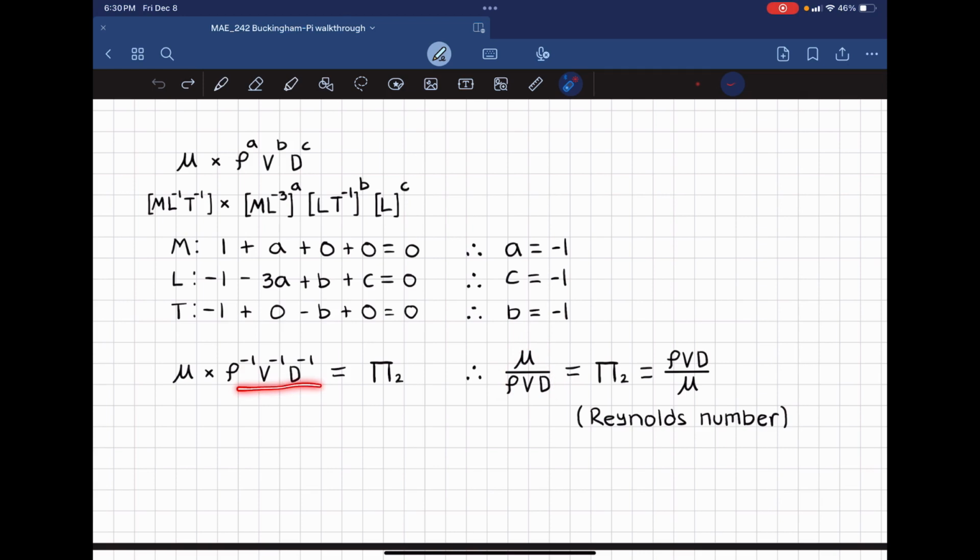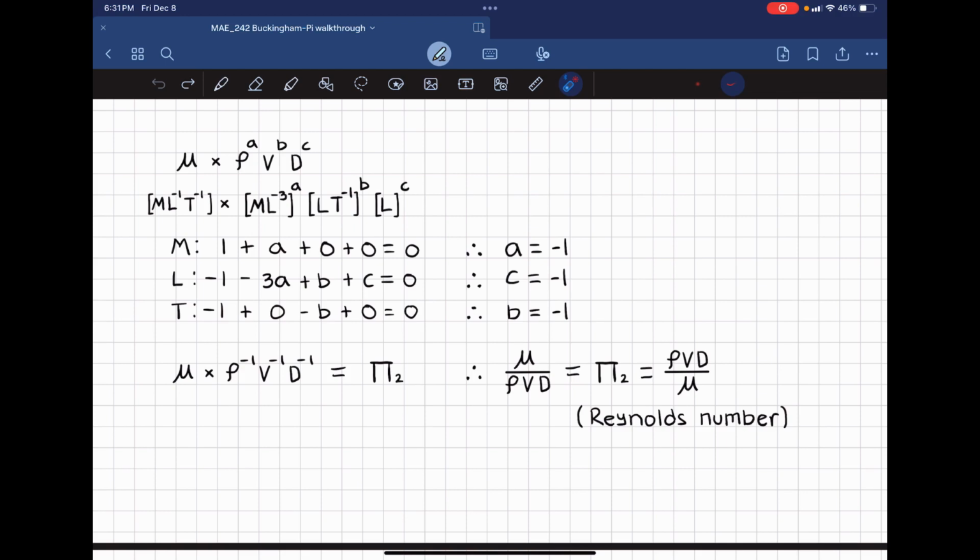It's 1 over each of these terms, and that is going to be equal to pi 2. Now, this may not be obvious right away, but this is actually the Reynolds number. It's just inverted, so it's 1 over the Reynolds number. A unique thing of these pi groups is they can either be to a positive 1 power, or it could be to a minus 1 power. So there's no problem taking a pi term and flipping it upside down.